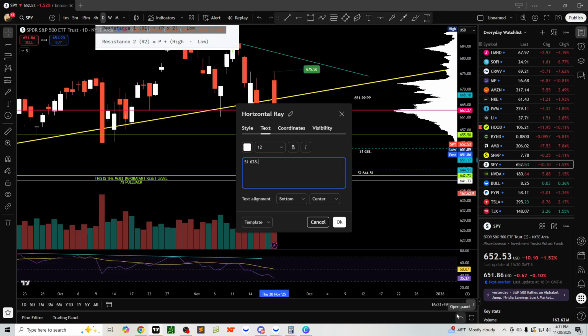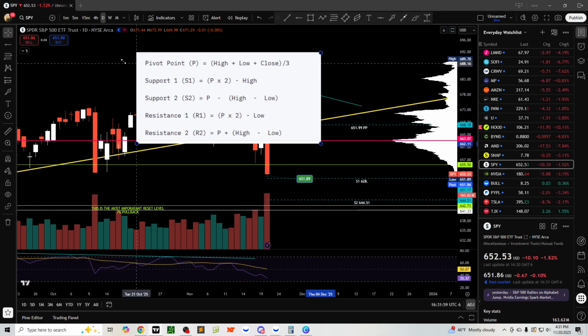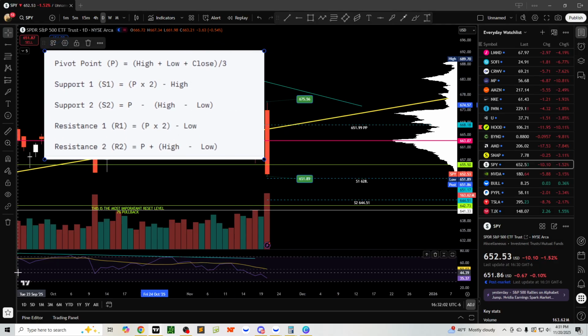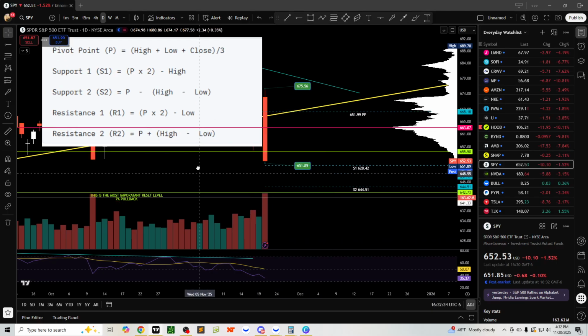And then support 2. Sorry, I'm just doing all the math. You guys could follow along and do it yourselves, because no one else seems to want to do it. And it's a mass zone because it's been super volatile. So there's our support 1.